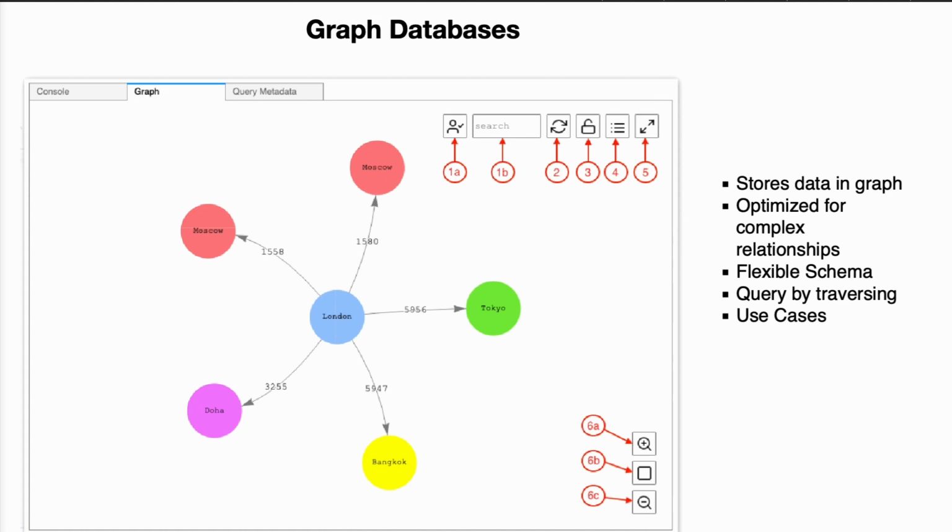So why would you use a graph database? Well, the traditional use cases are analyzing a social network, building knowledge graphs, doing recommendations.